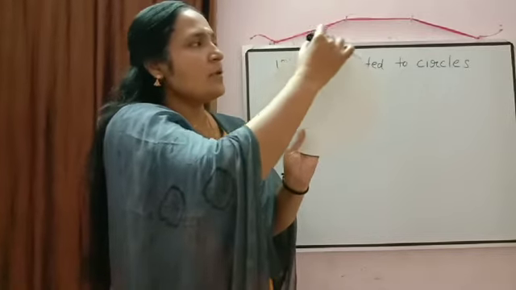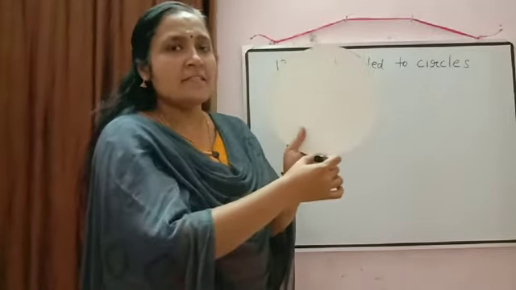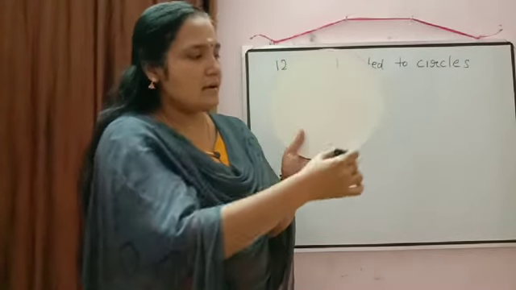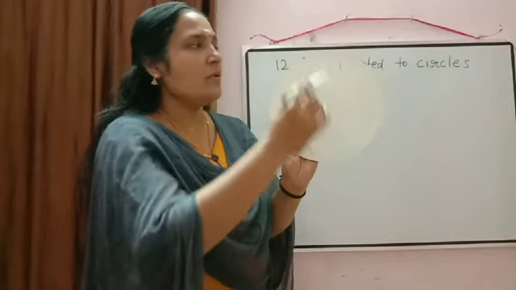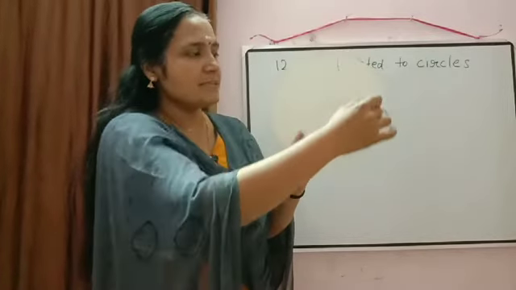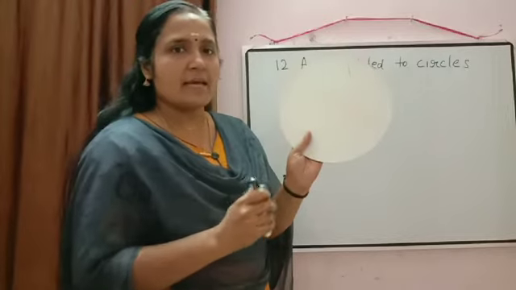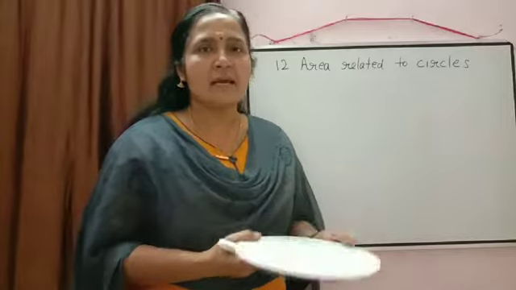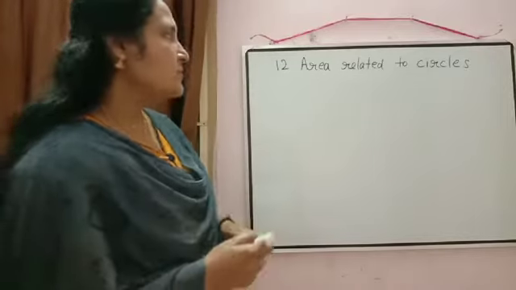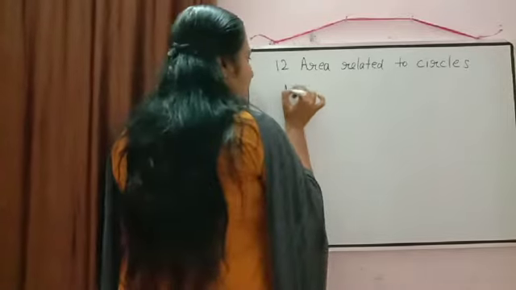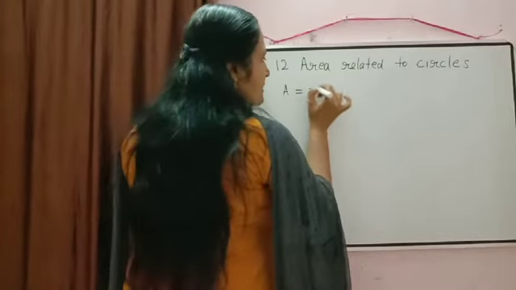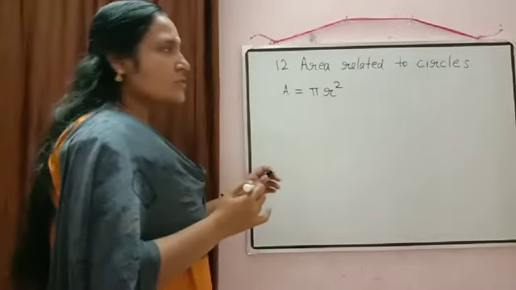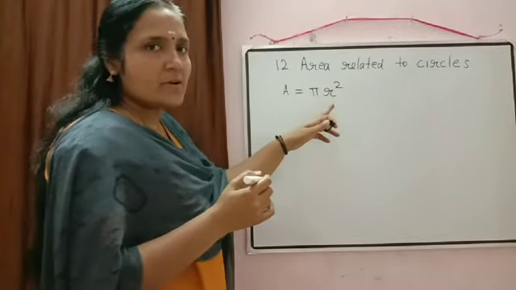For quadrilaterals the name for the outer boundary is perimeter, but in case of a circle we name it circumference. So when you are covering the boundary of a circle, it's called its circumference. First we can write down the formulas for area and circumference of the circle. The formula for area is pi r square. Area of a circle is pi r square. What is r? Radius of the circle.